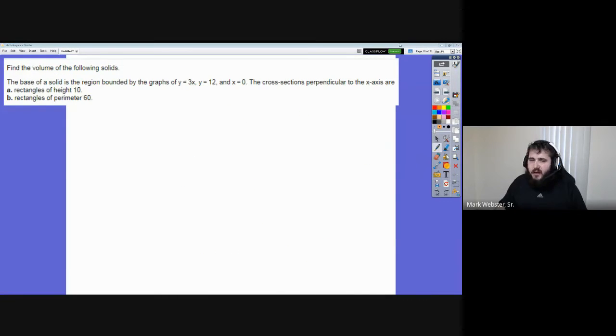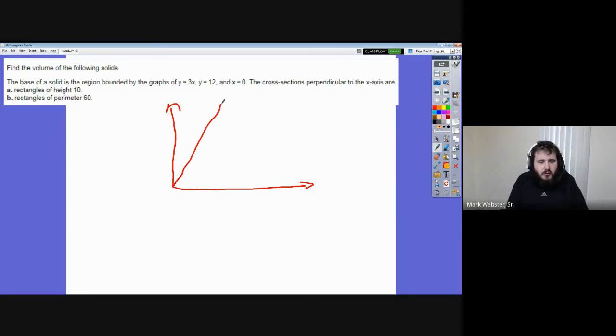So we're going to find a volume bound by a bunch of different lines. So look at the lines that we have. We've got y equals 3x. Let me make a little terrible graph here. Y equals 3x. And then we've got y equals 12. And x equals 0. So we're looking at this area in here.